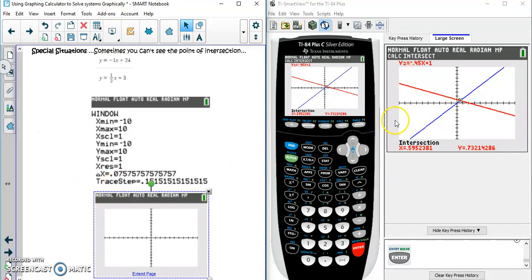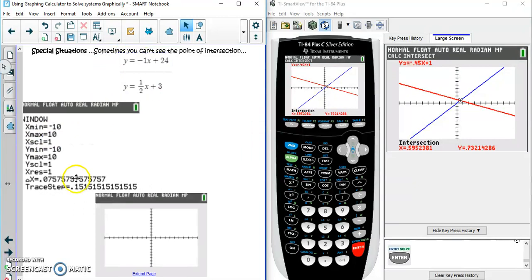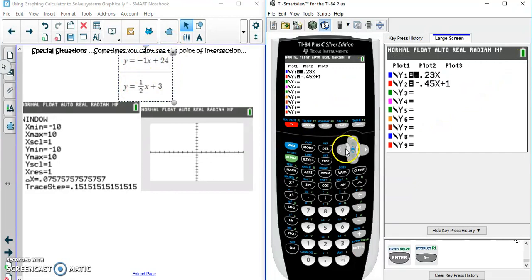Now there are going to be some special things to watch out for. Sometimes you just can't see the point of intersection. For instance, let's look at this system right here. Go into y equals, clear everything out. The first equation is negative 1x plus 24. The second equation is 1/2 x plus 3. Notice I'm putting the fractions in parentheses.